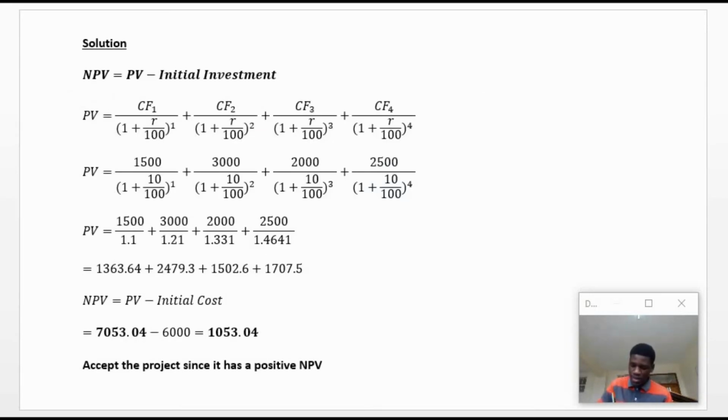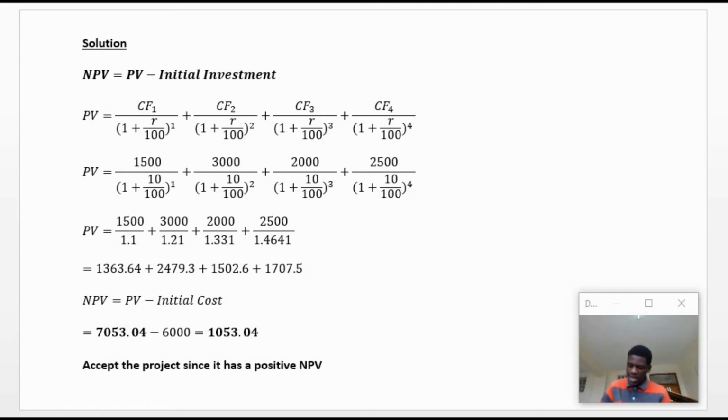Solution: I say that to get the net present value is equal to present value minus initial investment or cash outlay, and to get present value is equal to cash inflow of year 1 divided by (1 plus interest rate over 100) raised to power 1, plus cash inflow of year 2 divided by (1 plus interest rate over 100) raised to power 2, plus cash inflow of year 3 divided by (1 plus interest rate over 100) raised to power 3, plus cash inflow of year 4 divided by (1 plus interest rate) raised to power 4.